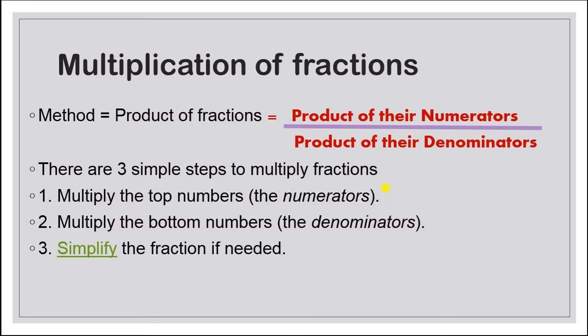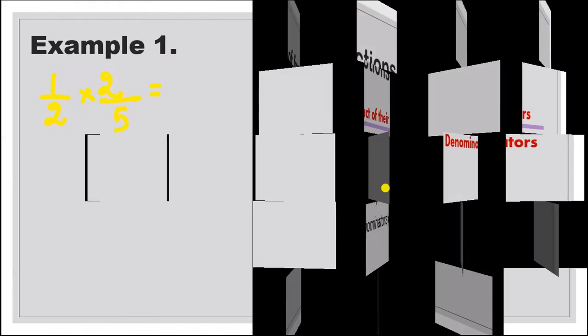There is only a single easy method, that is to find the product of the numerators by the product of the denominators. What does that mean? There are only three simple steps to multiply fractions. The first step is to multiply the top numbers, that is the numerators. The second step is to multiply the bottom numbers, that is the denominators. Then after getting the result, if we can simplify the fraction, or reduce it to its simplest form, then we will do that. We will understand this with a number of examples.